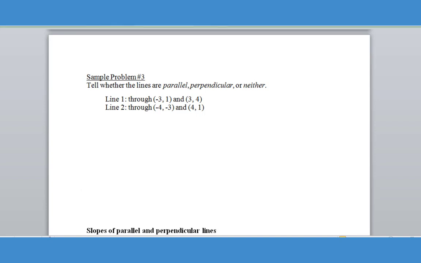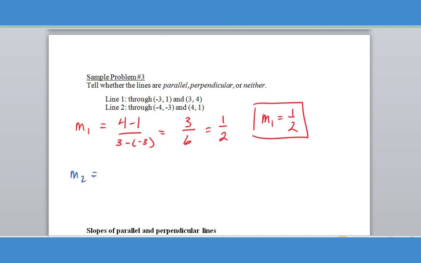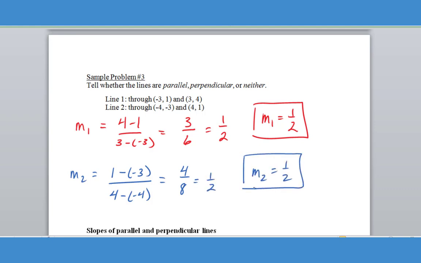So our first task here is to get the slope of the first line, and we'll use a little 1 after our slope to just signify that that's the slope of the first line, or line 1. And so we have a slope of 1/2. Our second slope is going to give us 4/8, which is also going to equal 1/2. And so we can see that here we have two slopes that are equal to each other. So if m1 equals m2, we now know that those are parallel lines.